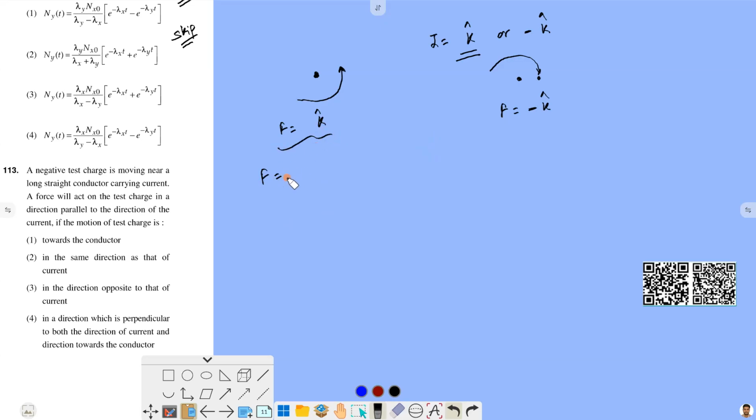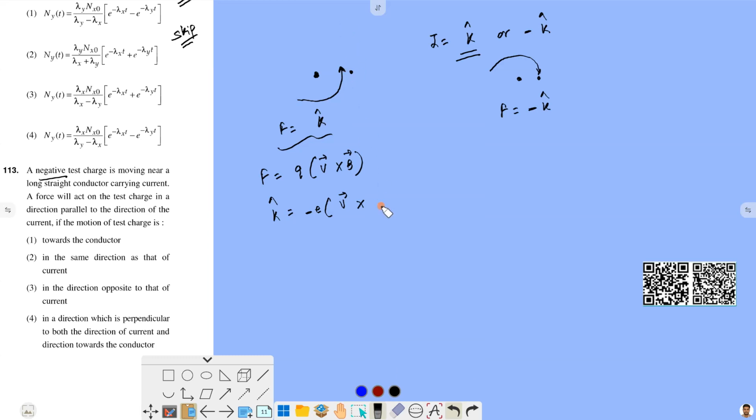So according to the formula, force is equal to Q V cross B. So if we write only the direction, then in this case, the direction is positive K. Charge does not have any direction, but this is a negative charge. So here we will have negative Q. Now coming to the velocity, we have to find it out. So velocity is as it is. The magnetic field at this point is in the positive J direction.